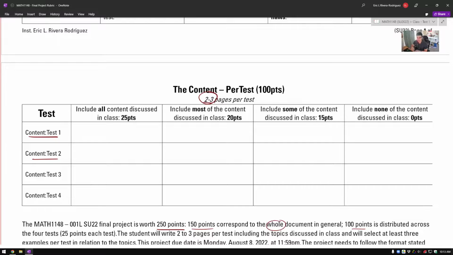Test number 1 is going to be a take-home test, and it's going to be available on Blackboard next Wednesday. Okay. Any questions with this part?